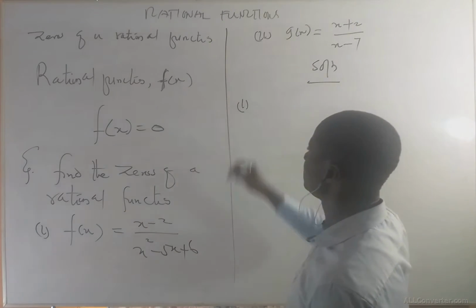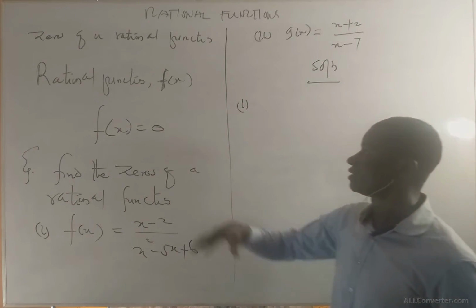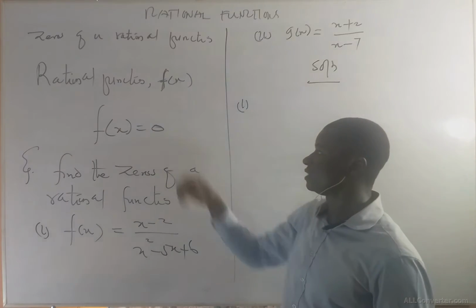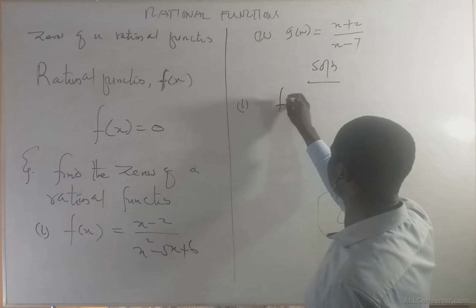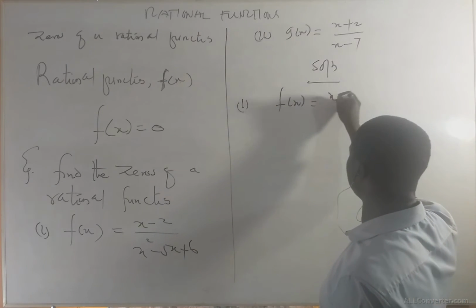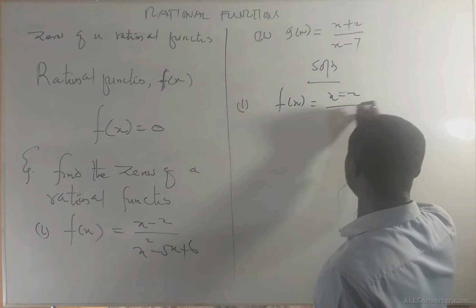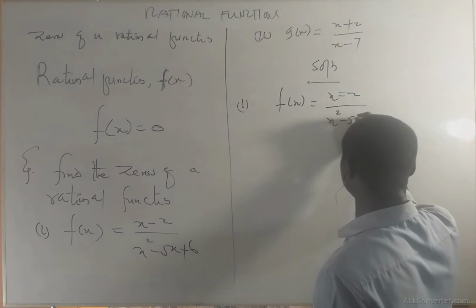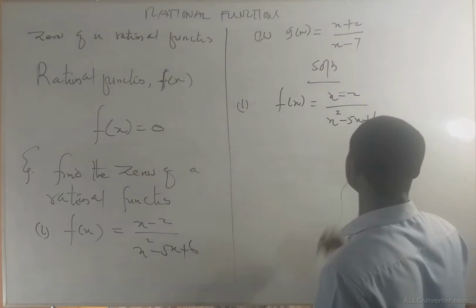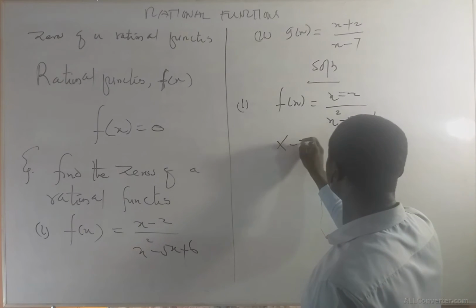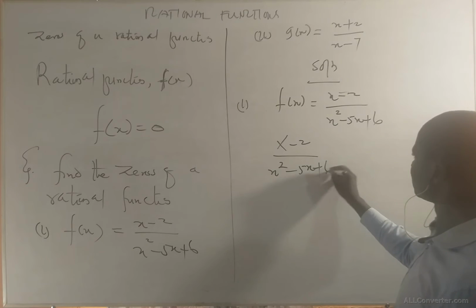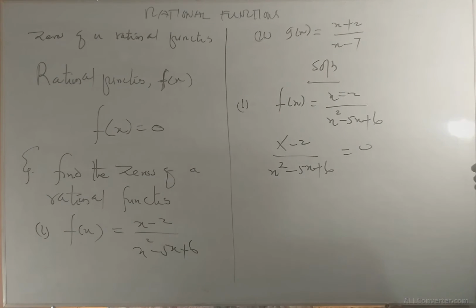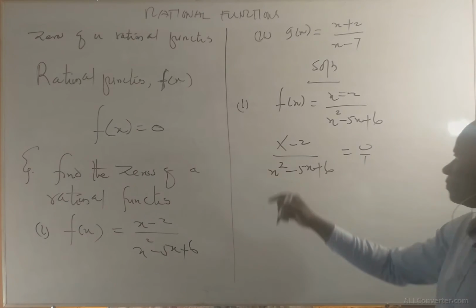Now the first one, we are saying that the zeros of the rational function are the values of x for which the function is equal to 0. So if you want to find the zeros, what you do is equate the function to 0. Here we have x minus 2 over x squared minus 5x plus 6, and we equate it to 0. But don't forget that this is the same as 0 over 1, and 0 over 1 is 0. So we cross multiply.